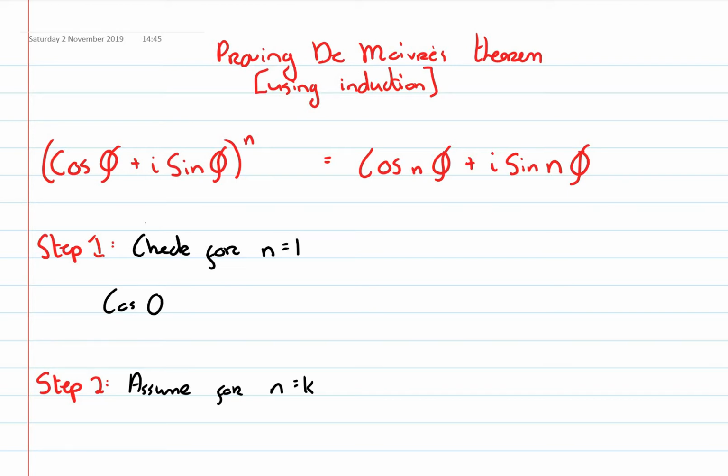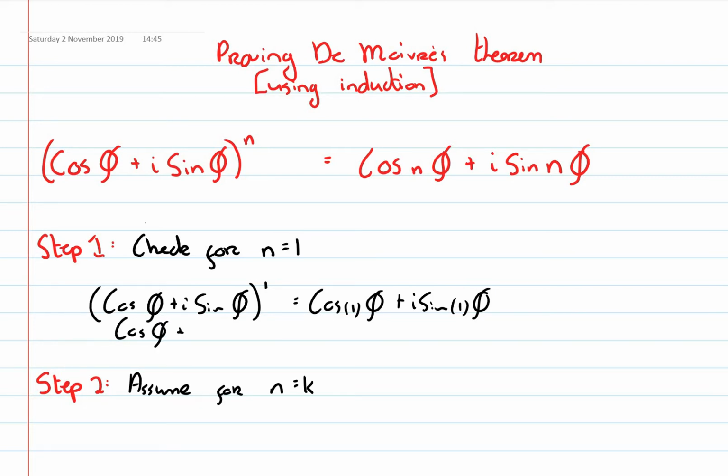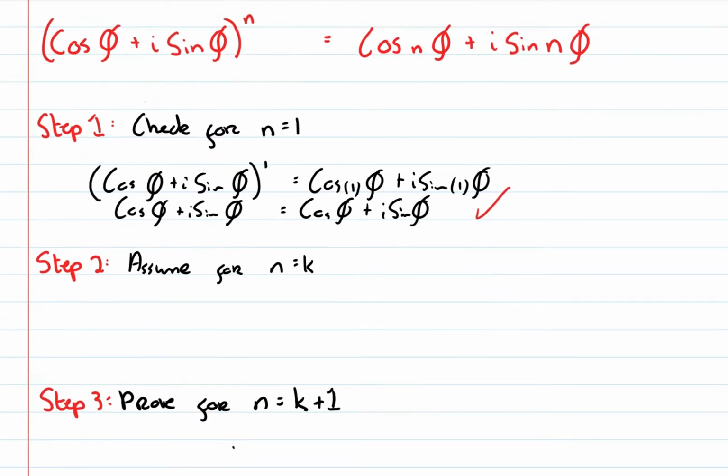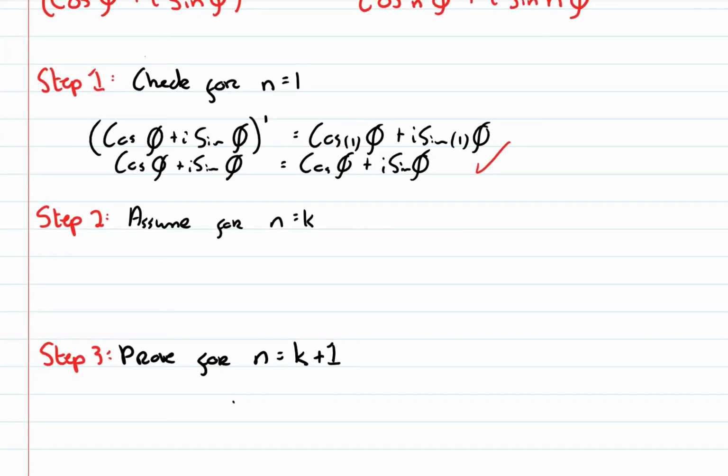(cos theta plus i sin theta) all to the power of 1 equals cos 1 theta plus i sin 1 theta. Well, (cos theta plus i sin theta) to the power of 1 is just cos theta plus i sin theta, and cos 1 theta is just cos theta, and i sin 1 theta is just i sin theta. So that's true.